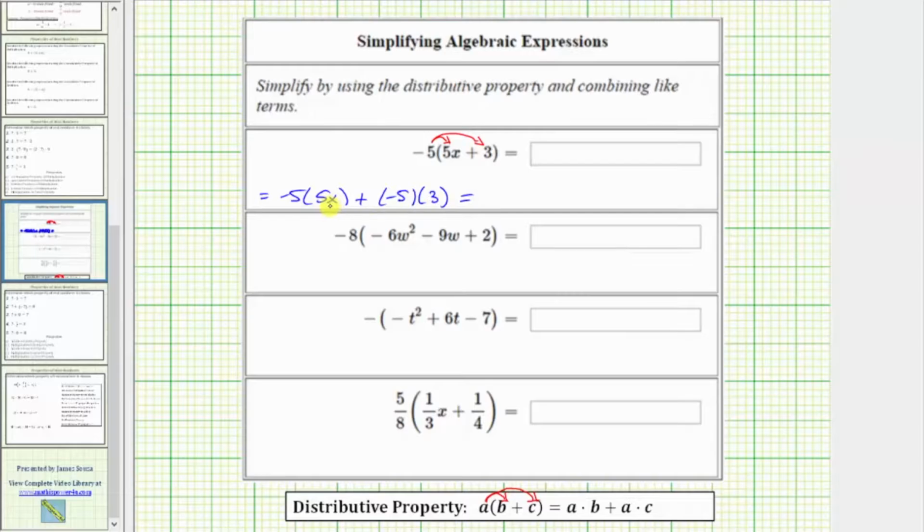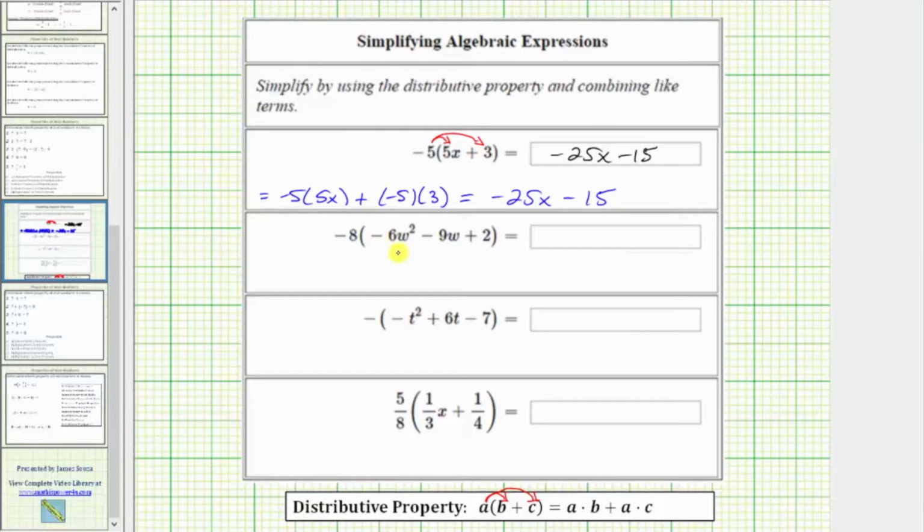Negative 5 times 5x equals negative 25x. Then we have plus negative 5 times 3 is equal to negative 15. Instead of writing plus negative 15, it's more common just to write minus 15. We enter negative 25x minus 15.